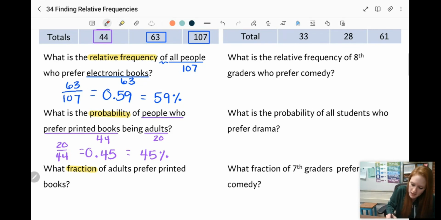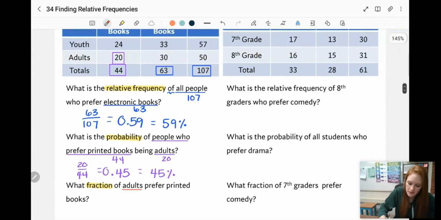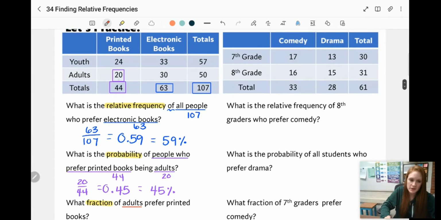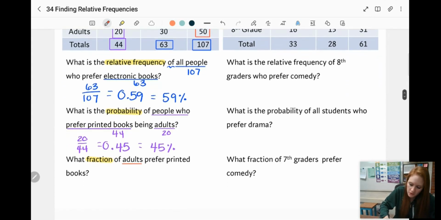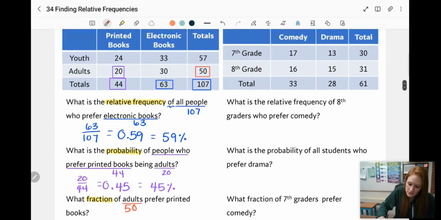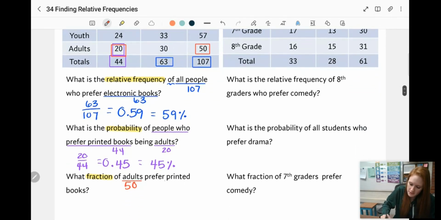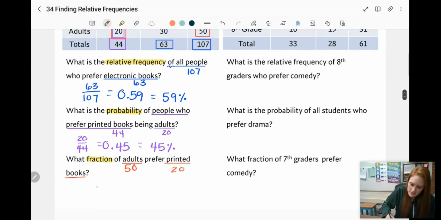So what fraction of adults, so now we're looking for adults to be our total, okay? Not just adults who like printed books, not just the adults who liked electronic books, all the adults. So we have 50 total adults. And of those 50, how many preferred printed books? So I end up using this same box again, which would be 20. So I could stop at 20 over 50.